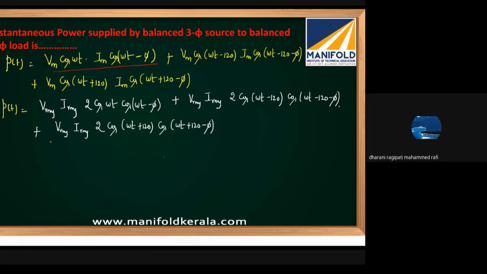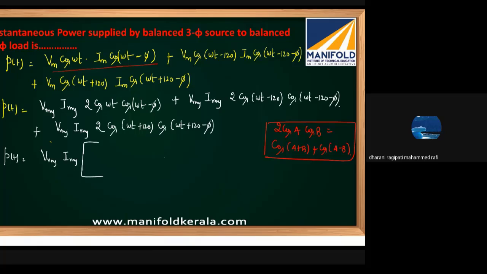So now in every term, I take Vrms Irms common, and I'm using one relationship which we have already discussed: 2 cos A cos B. 2 cos A cos B is equal to what? Cos of A plus B plus cos of A minus B. Every term I'm writing as 2 cos A cos B, which I am equivalently replacing as cos of A plus B plus cos of A minus B.